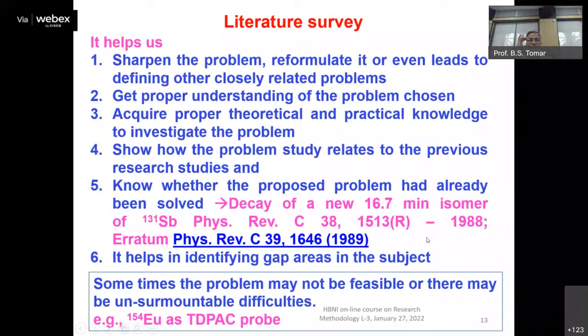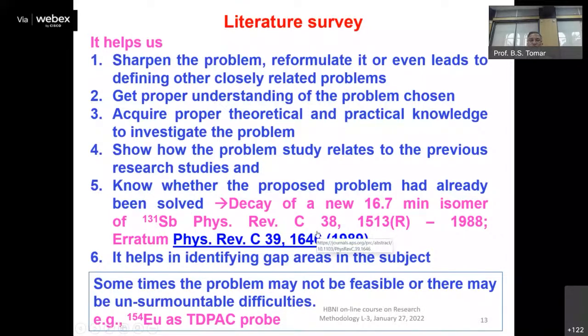So see, failures are the stepping stone for success. But don't feel rejected if your experiment fails, or if you do something which was already done. It can happen with anybody. It happened with us in 1988. This is a paper we published in Physical Review C, rapid communication.